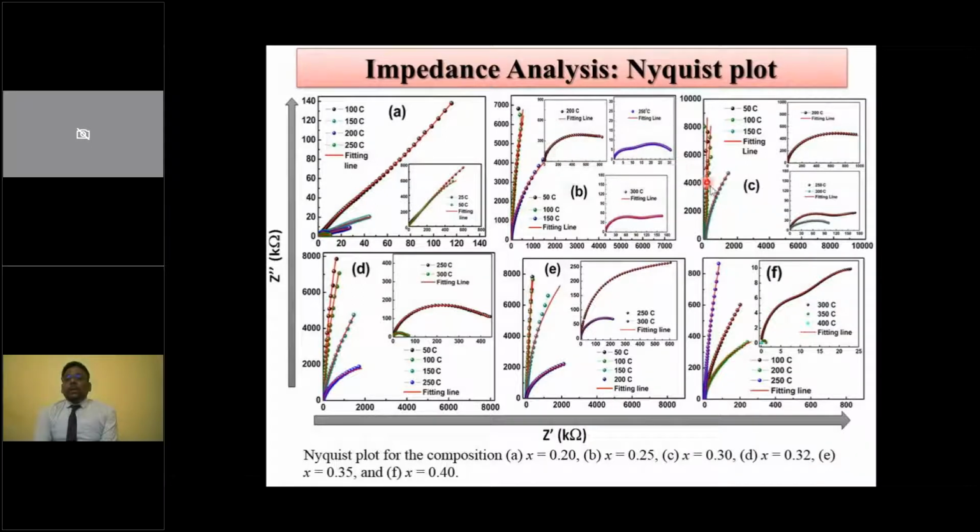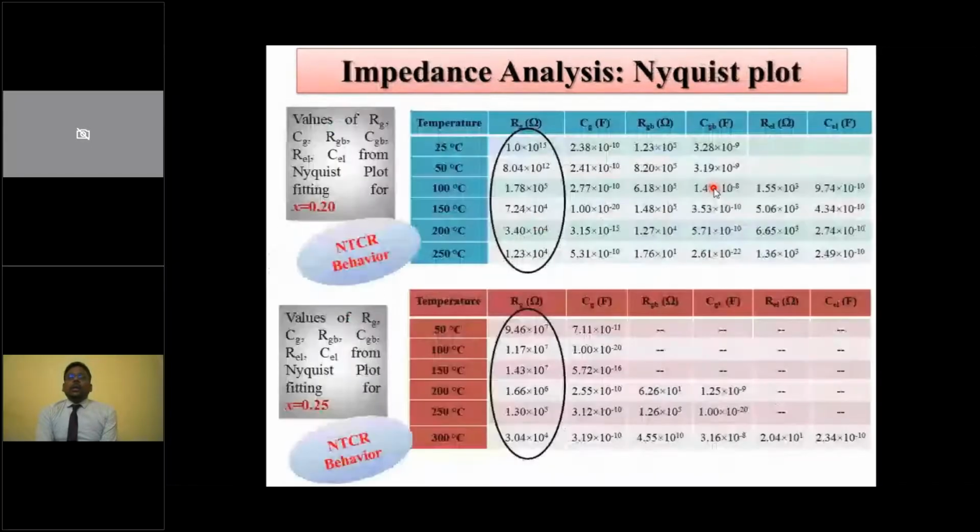Now if we take the data structure of this, for the case of x equal to 0.20, there are three types of contribution, from the grains, the grain boundary, and the electrode effects. And the electrode effect comes at the higher temperature. From this grain resistance, we can find that it is continuously decreasing. Hence, this type is known as negative temperature coefficient of resistance. This is NTCR type of behavior.